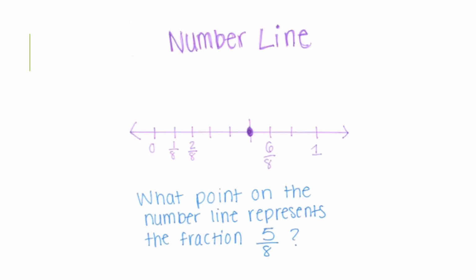A fraction can also be represented on a number line. The number line is split up into 8 pieces. So we count up from 0. Starting at 0, we count 0, 1/8, 2/8, 3/8, 4/8, 5/8. This is the fraction we want to represent. Mark this point on the number line with a dot as shown in the picture.